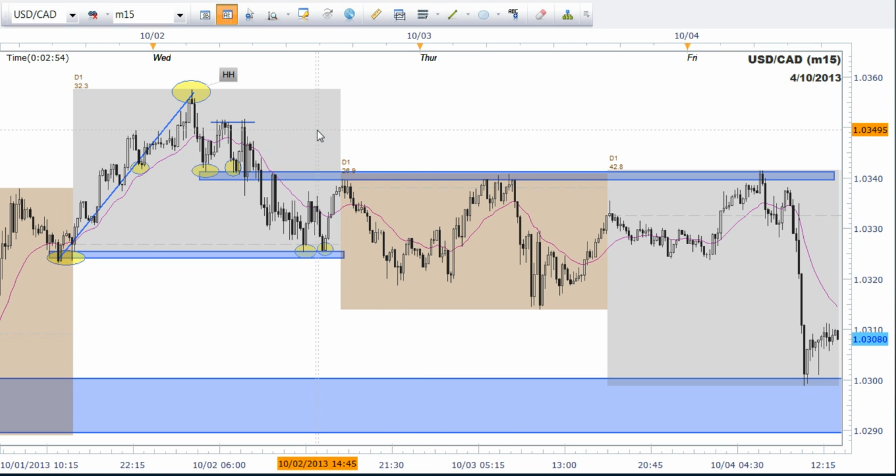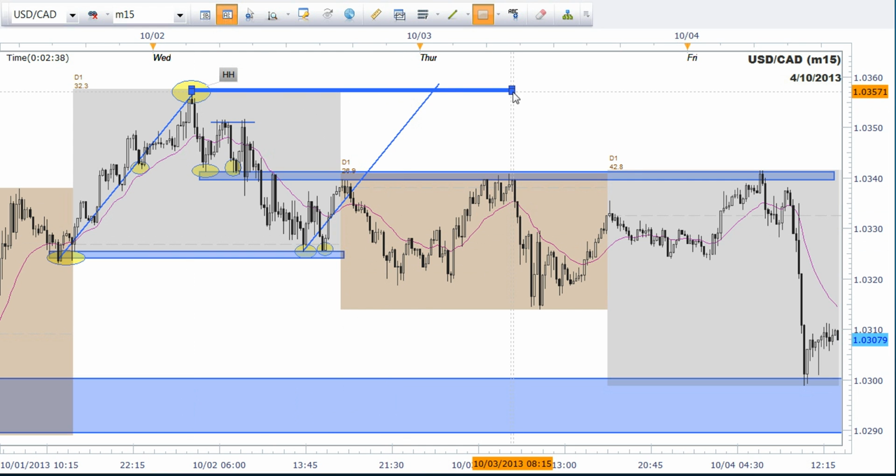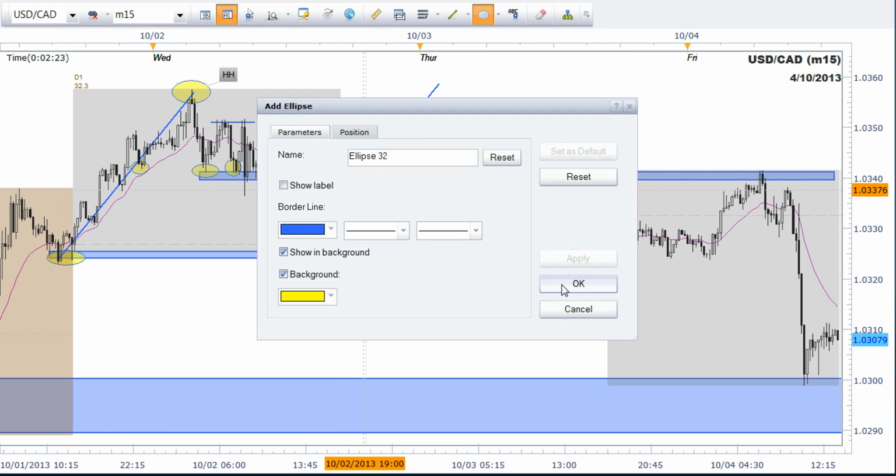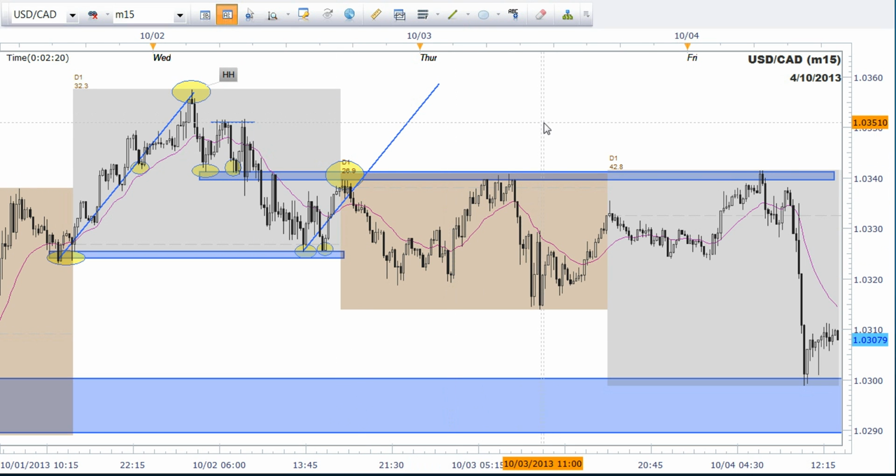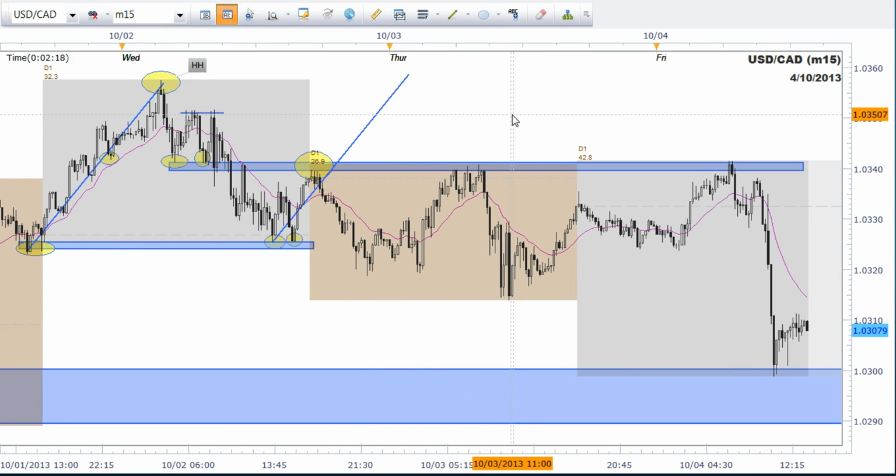So for the support level, one would think that price would come and find the support level, and if this support level should propel it up to at least the highest high level. But before it could do that, it would need to break this support level, which is now turned resistance. And it didn't do that.